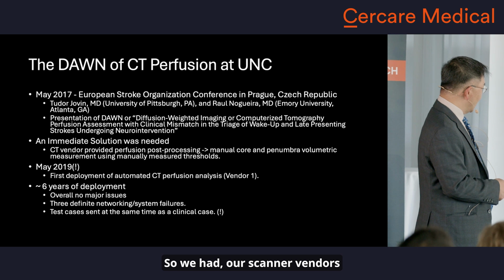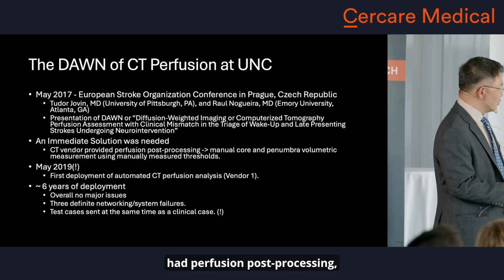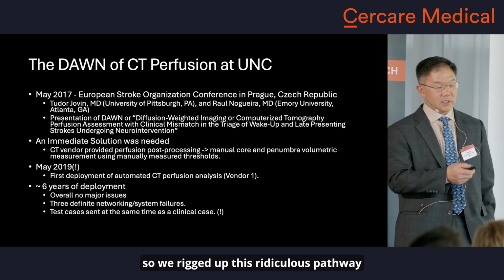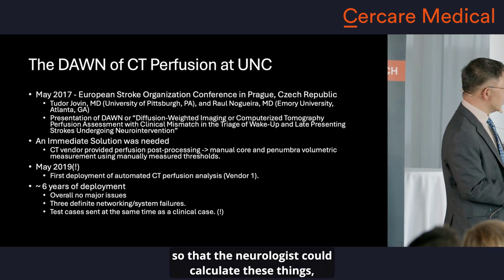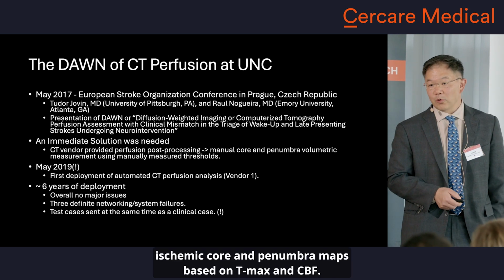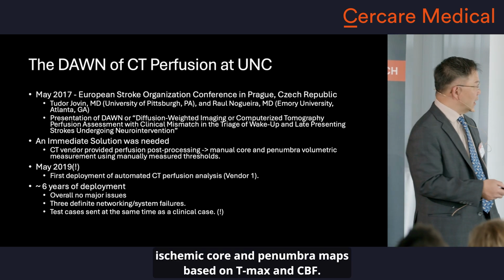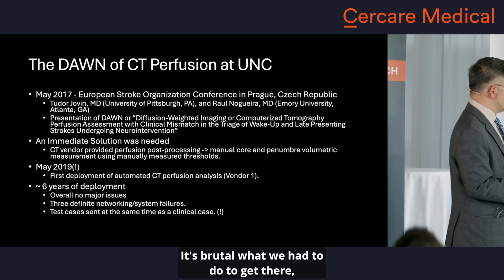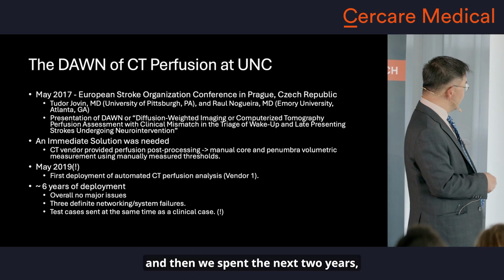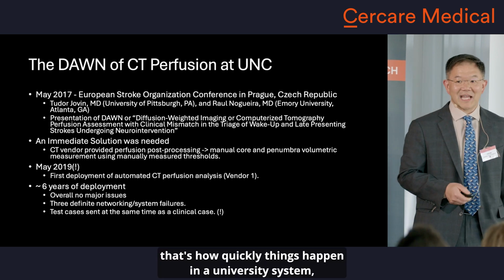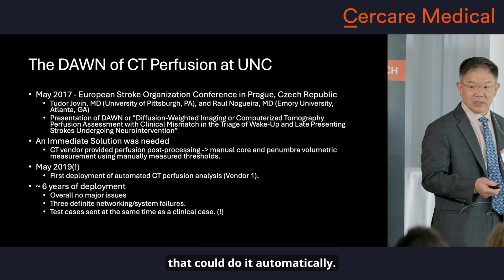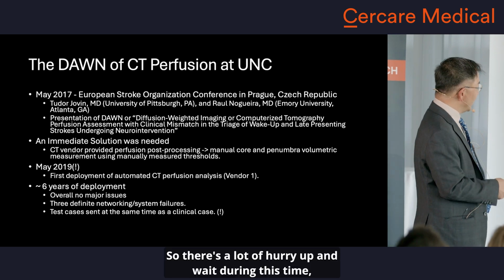Our scanner vendors had perfusion post-processing, but of course we didn't have the core and penumbra calculations, so we rigged up this ridiculous pathway so that the neurologist could calculate these things. But within 24 hours, we could start generating ischemic core and penumbra maps based on Tmax and CBF. It's brutal what we had to do to get there. And then we spent the next 2 years, that's how things happen in a university system, before we actually got a real software package that could do it automatically. So there's a lot of hurry up and wait during this time.